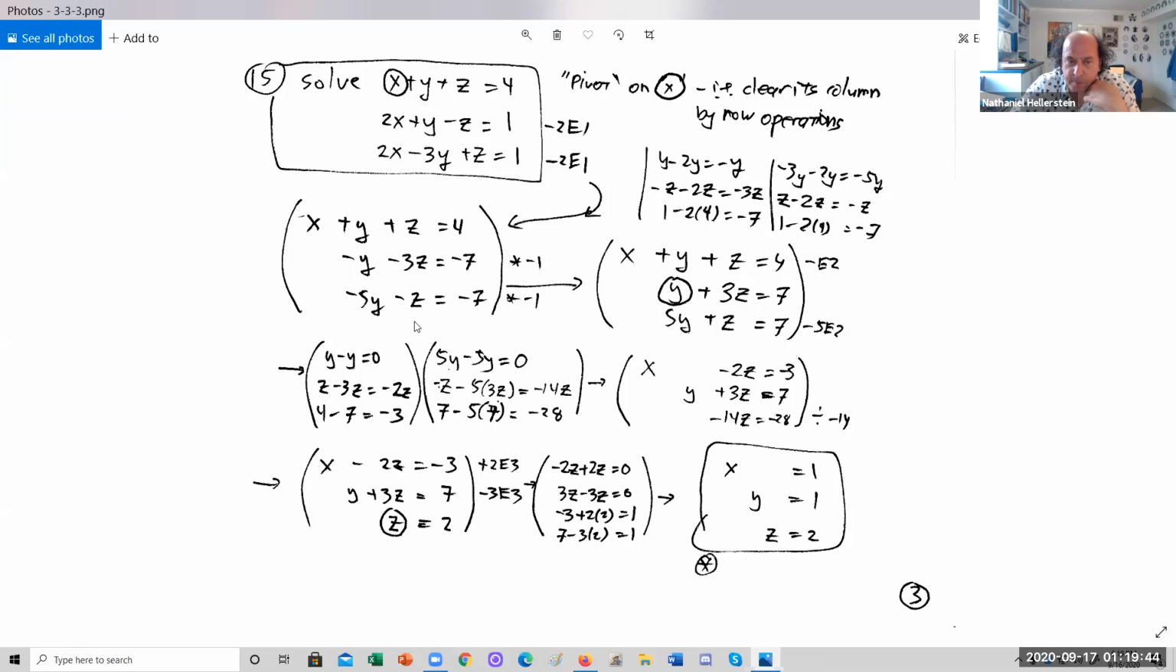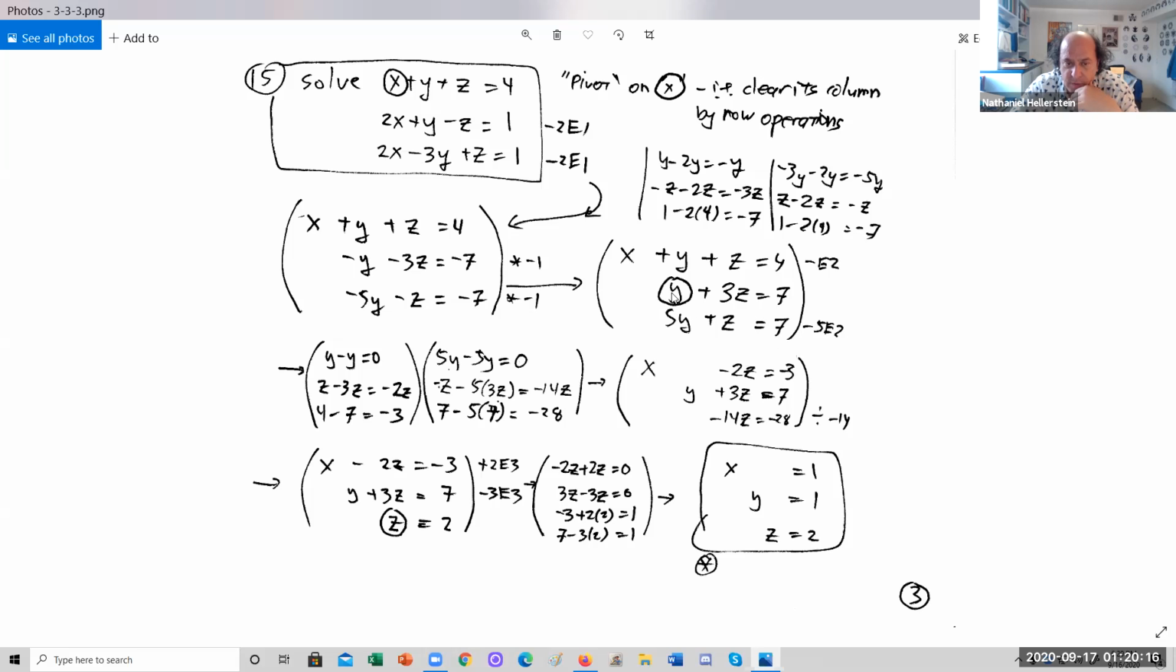All right, so x minus nothing is still x, so there's x. y minus y is 0, so y is zeroed out. z minus 3z, that's negative 2z, so we put a negative 2z here. And finally, 4 minus 7 is a negative 3, so put a negative 3 here. So we get x minus 2z is negative 3. This equation will just keep the same. This equation will subtract 5 of the second equation.